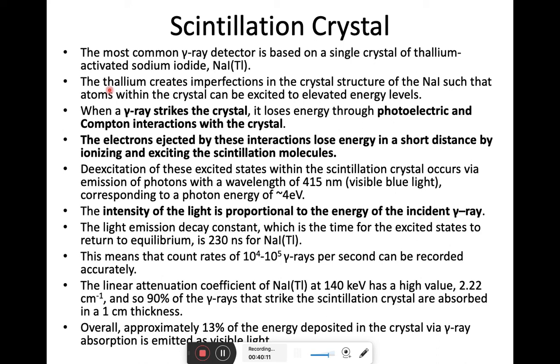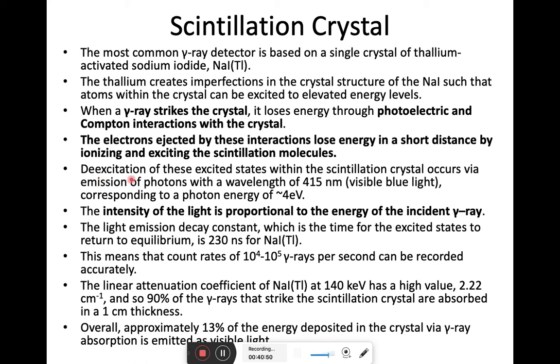Why the thallium is used is because it creates imperfections in the crystal structure of the NaI, such that the atoms within the crystal can be excited to elevated energy levels. So when the gamma ray strikes the crystal, it will lose energy through photoelectric and Compton interactions with the crystal. The electrons ejected by these interactions lose energy in a short distance by ionizing and exciting the scintillation molecules.